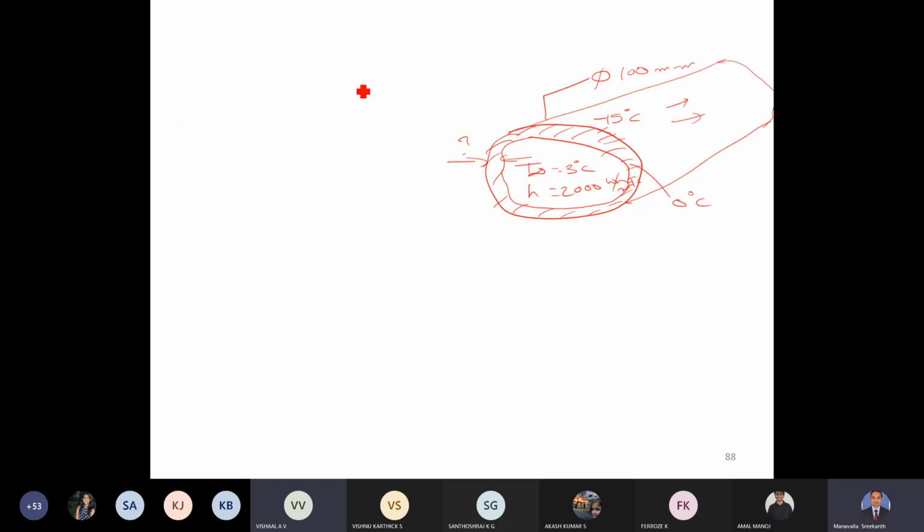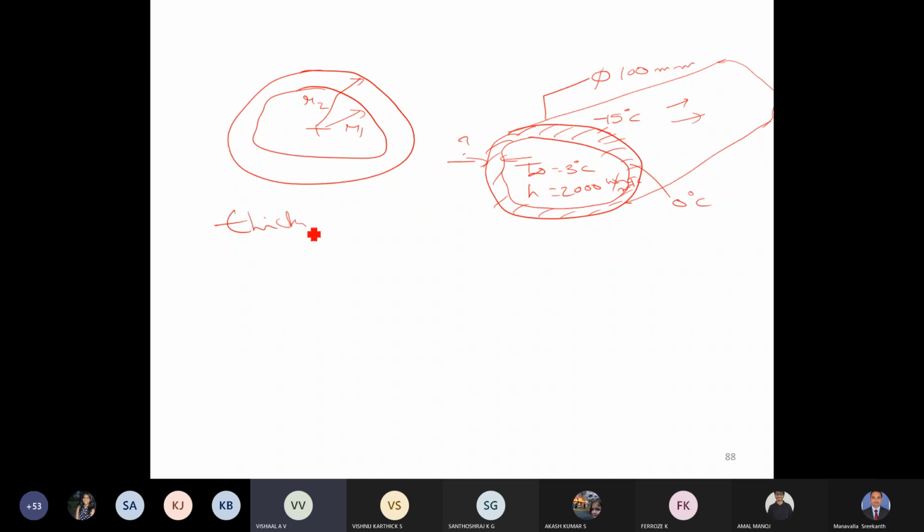If we look at the cross section, a circular cross section, we have two circles. Let us say this is R1 and this is R2. So now we have a situation where we have a hollow cylinder, or cylindrical shell, with the convection inside, and we have to find out what the thickness of ice is. That is R2 minus R1. That's all. This is the entire thing.